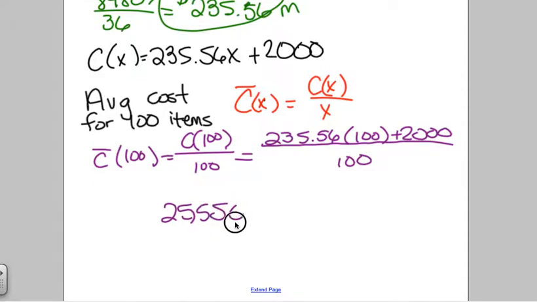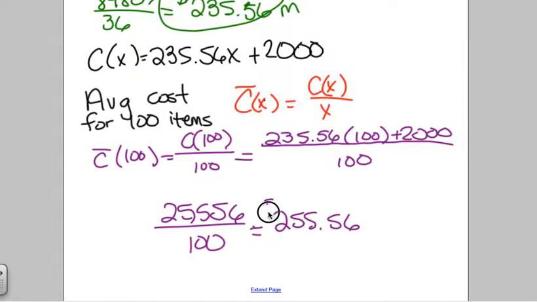Divided by 100. So dividing by 100 is where we move the decimal place 2 times to the left. So $255.56. So that's my cost per item.